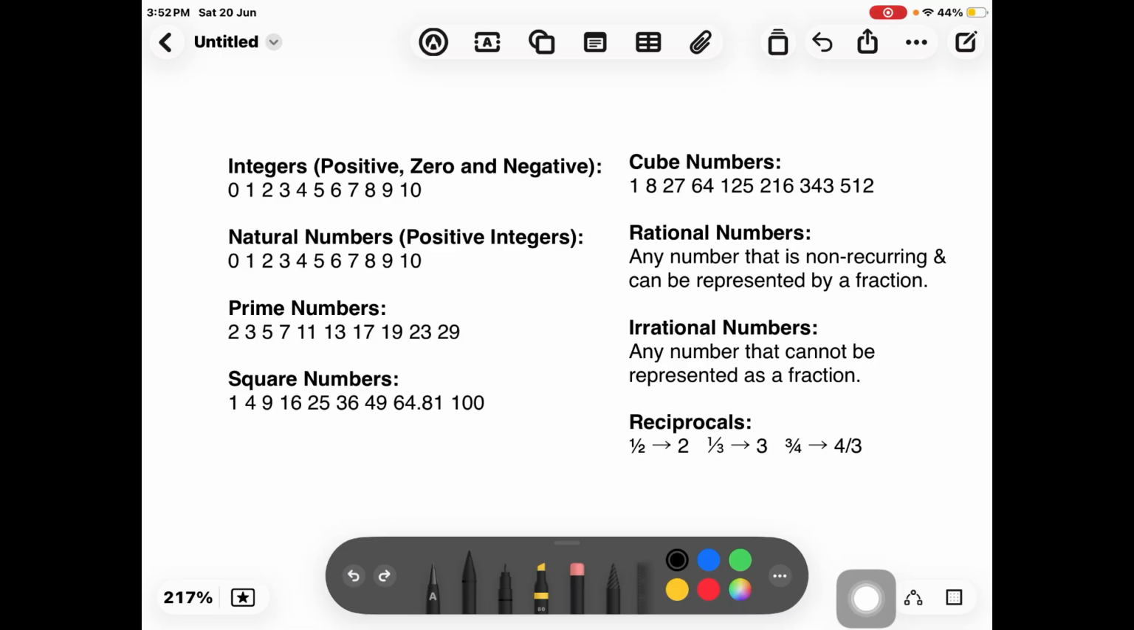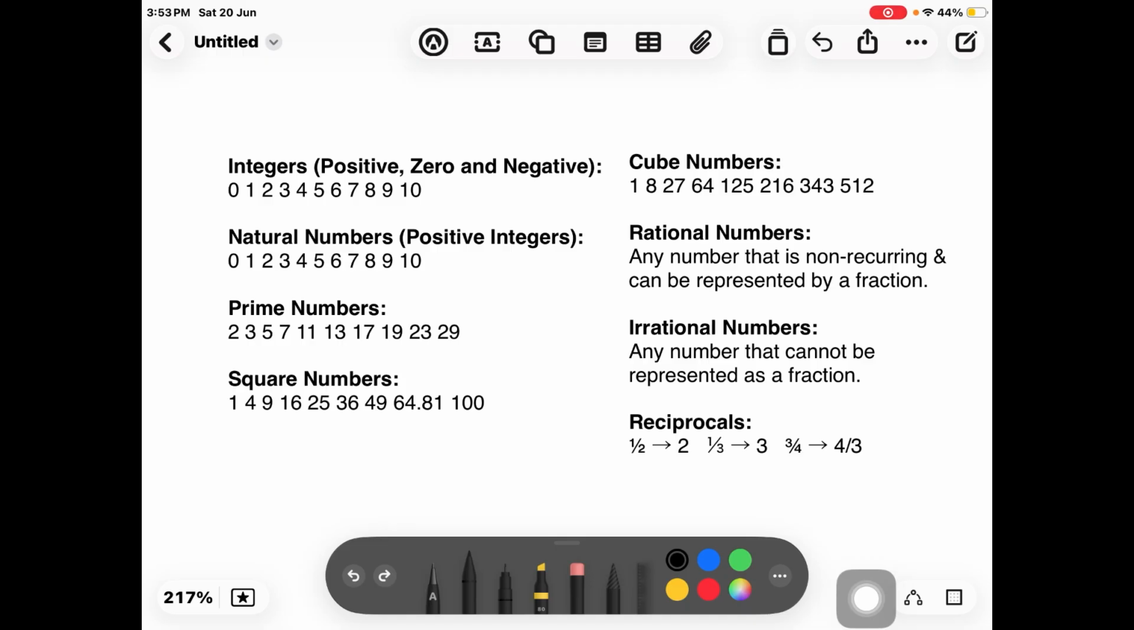Next, we have square numbers. Square numbers are basically numbers that are the product of a number multiplied by itself. So 1 is the product of 1 and 1, 4 is the product of 2 and 2, 9 is the product of 3 and 3, 16 is 4 and 4, 81 is the product of 9 and 9, and so on. So if you want a square number, you can just take any number multiplied by itself and you get a square number.